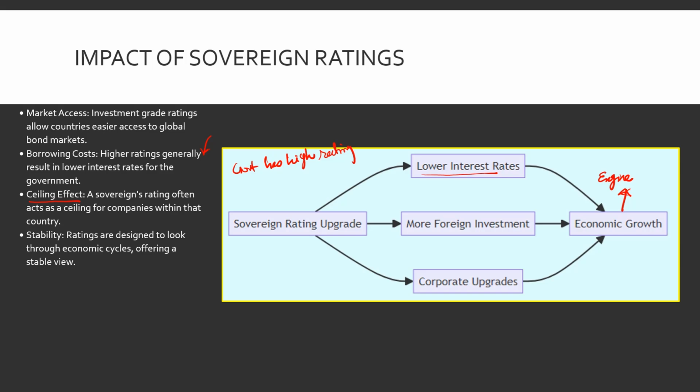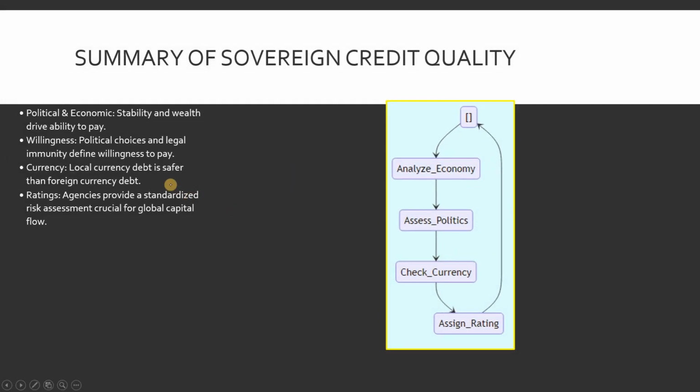Summary of sovereign credit quality. To summarize, sovereign credit quality is a complex mix of political and economic factors. We look for stability and wealth to drive the ability to pay, while payment culture and legal immunity define the willingness to pay. We have seen that currency is a primary risk divider, with local currency debt being fundamentally safer than foreign currency debt. Finally, we see that ratings provided by global agencies are the essential, standardized assessments that allow capital to flow efficiently across borders. Understanding these pillars is the key to navigating the global sovereign bond markets.